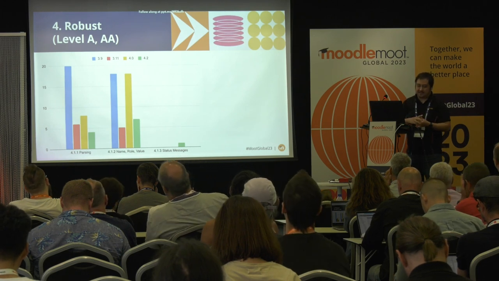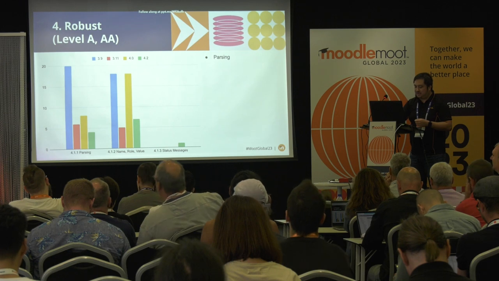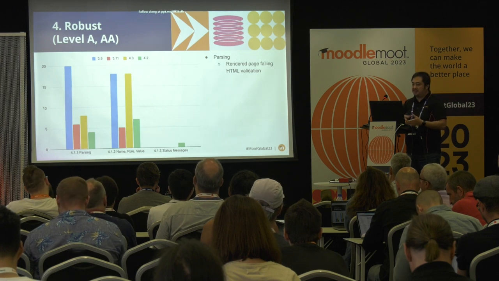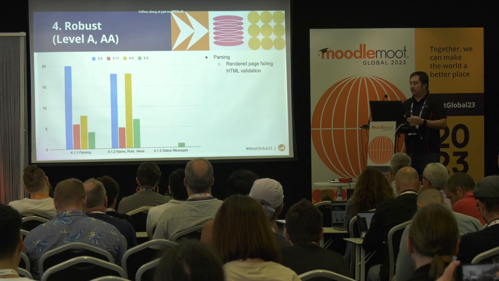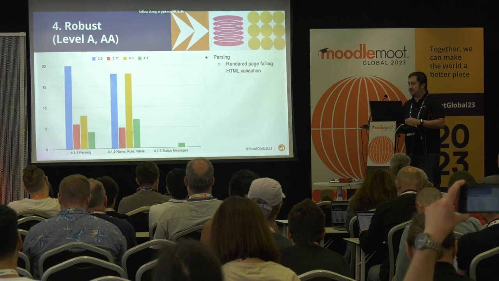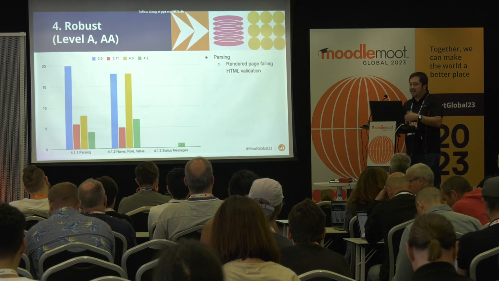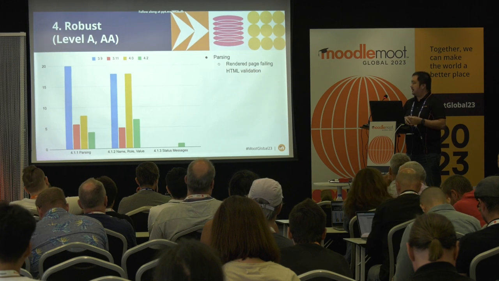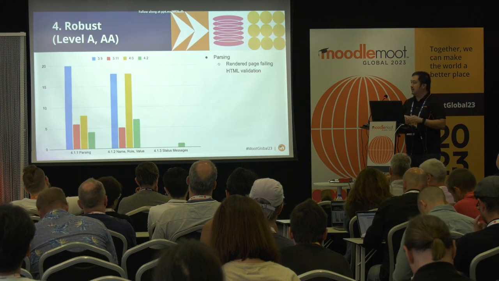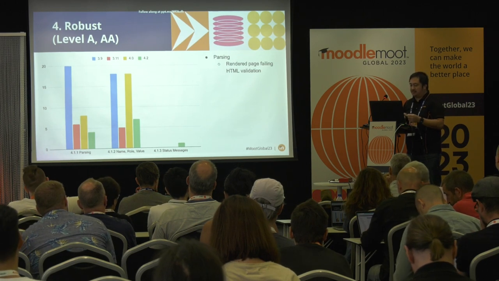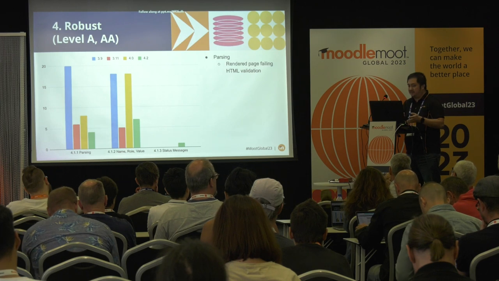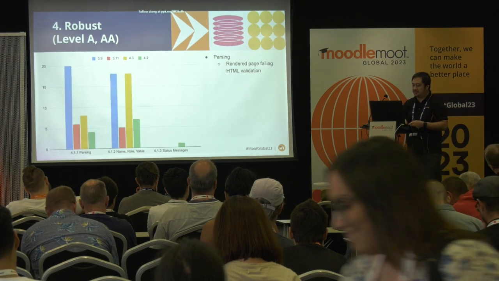Cool. Then robust. The main issue we encountered here relates to parsing. So we had to make sure that we are rendering valid HTML. But note that in WCAG 2.2, when it gets released, this parsing requirement will be phased out or removed because assistive technologies are basically better now and they don't need to directly parse the HTML. Another main issue here is name, role, value. Basically, it relates to missing labels too, because if you have a missing label for a form element, for example, this also fails.